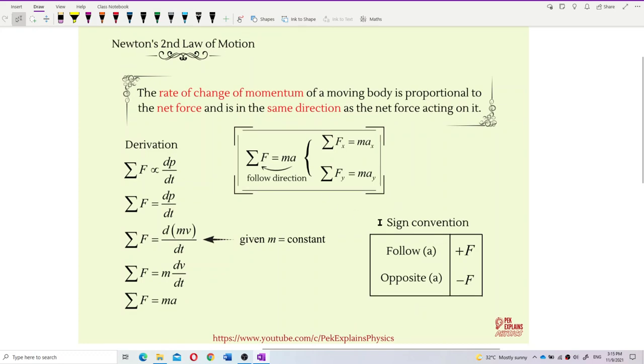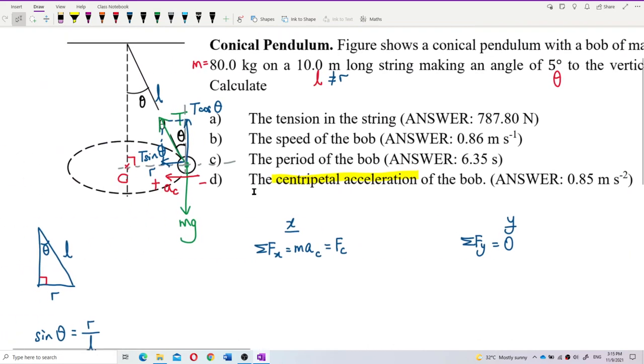Using Newton's second law sign convention, a force that follows the acceleration is a positive force. So this T sine theta, in the same direction as the acceleration, is a positive force. Okay? So write that, T sine theta. What else? Normal force. That's all. This one is equal to m a_c. That's it.